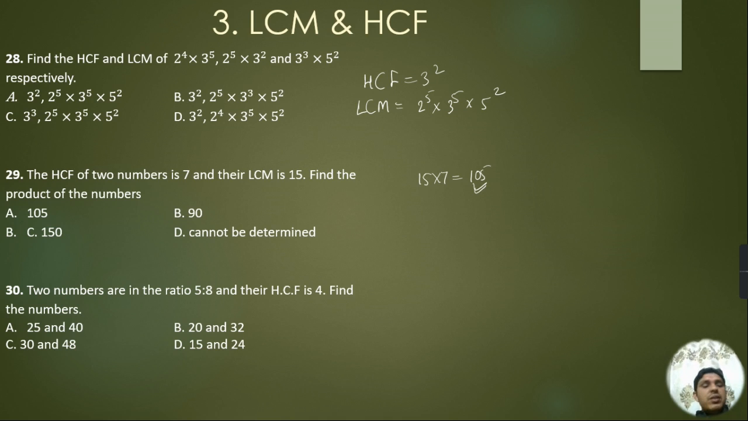Okay. Question number 30, the two numbers are in the ratio 5:8 and their HCF is 4. Find the numbers. So HCF is the highest common factor that can divide all the given numbers. So the numbers will be 5 multiplied by 4, that is 20, and 8 multiplied by 4, that is 32. That means option number B. Right?